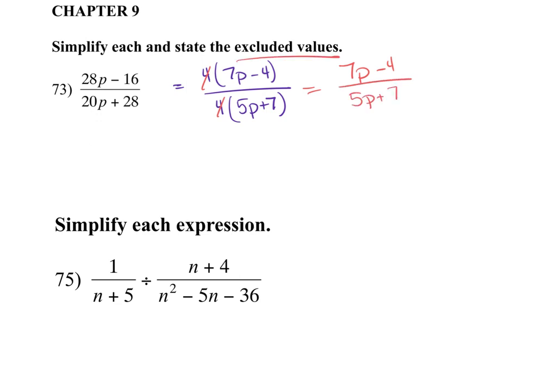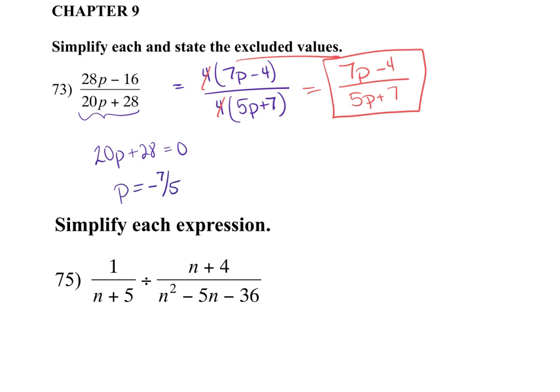It also asks for excluded values. So this is the first piece, simplify. Excluded values are where the denominator equals 0. So I would look at my original, which in this case I didn't cancel a variable, so it doesn't matter, and say, where does that equal 0? And then just subtract and divide. You will get negative 7/5, by the way. 28 over 20, and then your 4 comes out, 7 over 5.